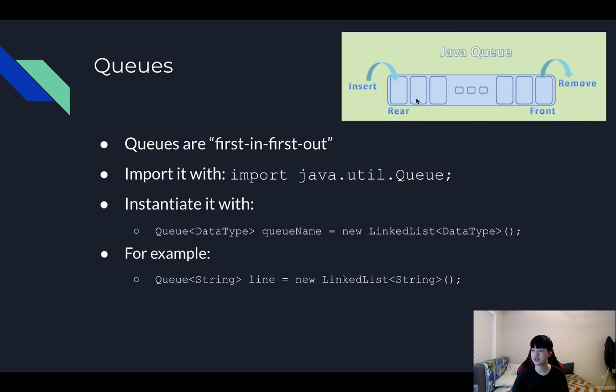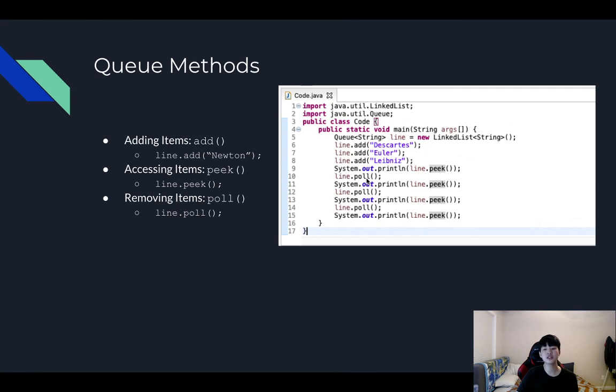And here's a quick diagram, so you can see it's like a line: we insert from the rear and then remove from the front. So here are some methods. You can add to the queue, which is going to add to the end of the line, because again, it's first in, first out. And then peek, similar to stacks, will look at the first element, whoever's at the front of the line or front of the queue. Poll will remove the frontmost item, pulling it out of the queue. So with queues, you can do stuff with either the last thing or the first thing, right?